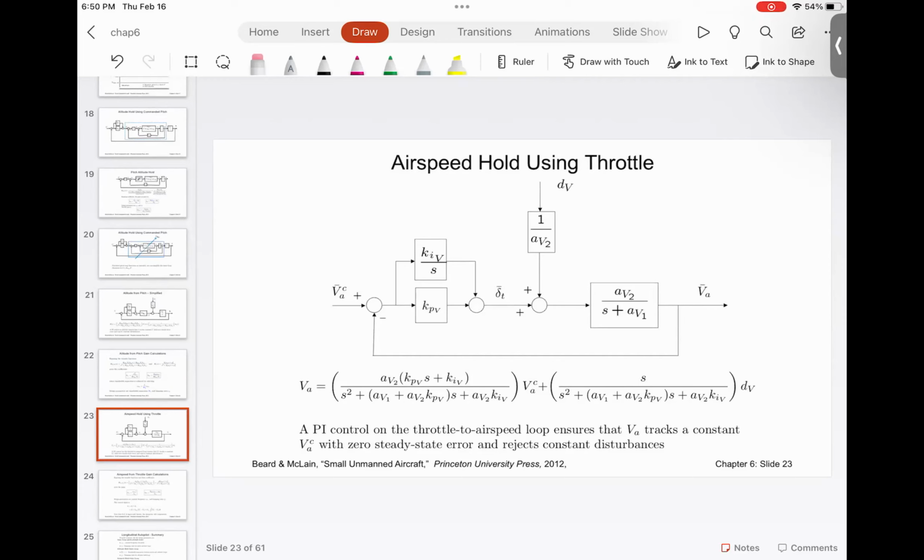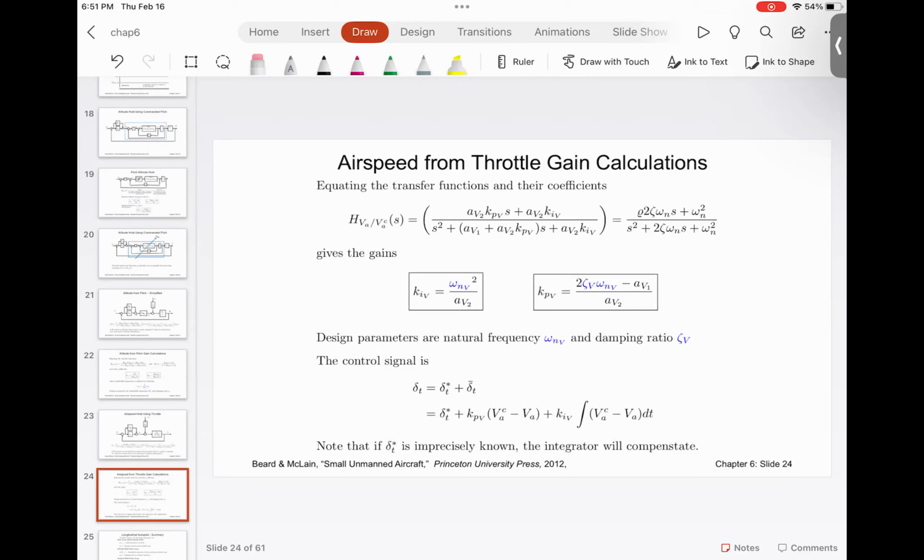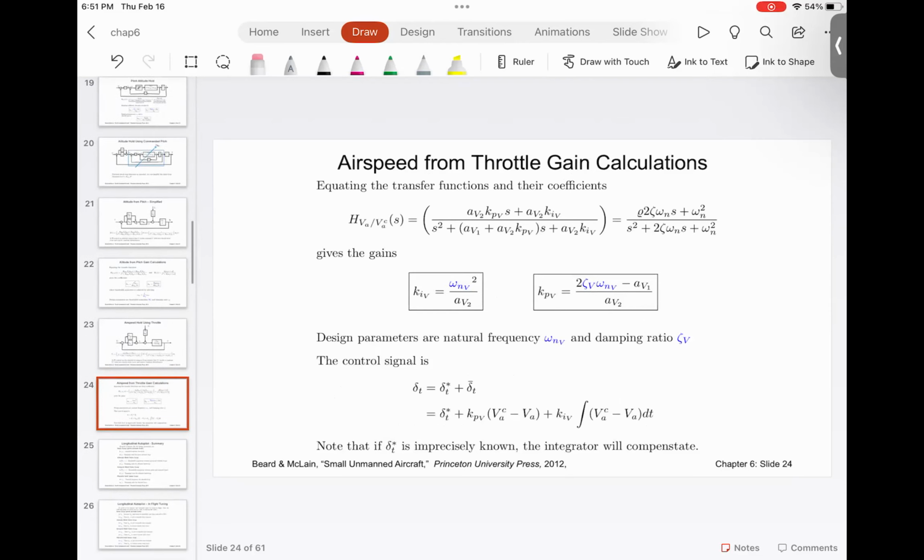VA is equal to VAC, which is the commanded, and then DV, which is the wind variation. This DV comes from the disturbance, so this is representing the transfer function on the disturbance. And then for that, you will adjust the KPV and KIV so that this transfer function becomes 1.